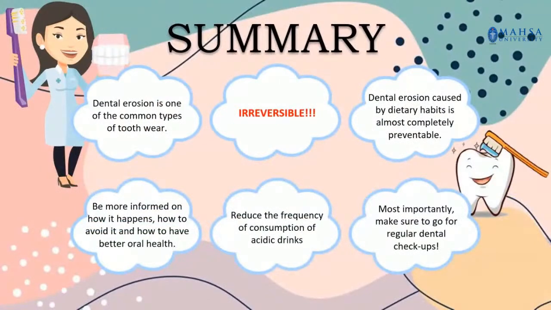In summary, dental erosion is one of the common types of tooth wear that affects a number of people worldwide, including Malaysians. Dental erosion is irreversible, hence why our focus of erosion intervention is prevention and reduction, followed by management. With the help of credible information and general knowledge, dental erosion caused by dietary habits is almost completely preventable. Let us be more informed on how dental erosion happens, how to avoid it, and subsequently how to have an overall better oral hygiene and health.